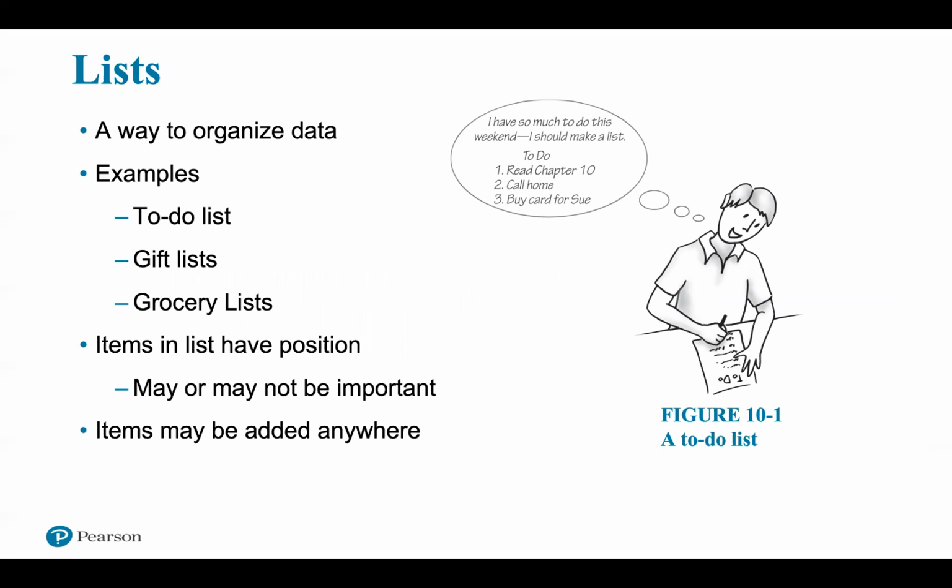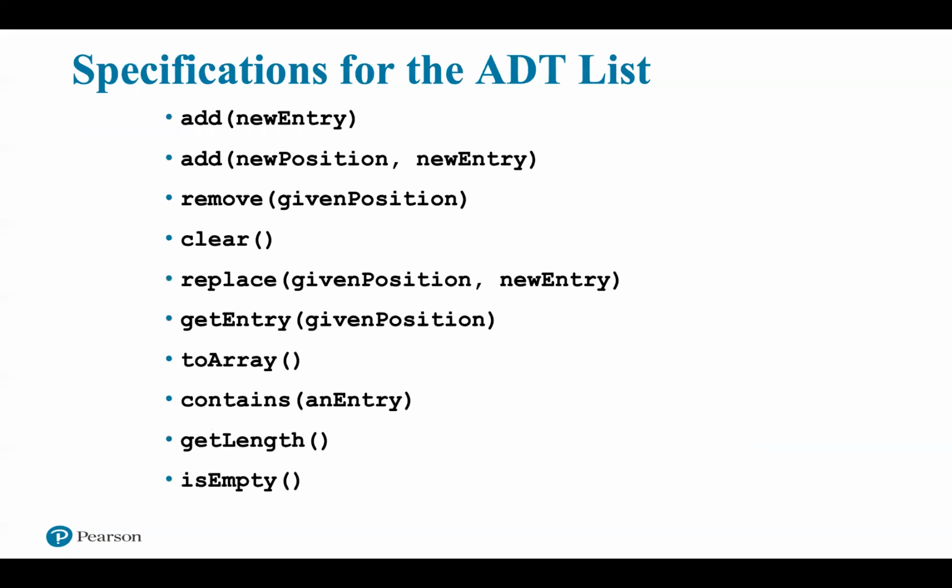An item's position might be important to you or it might not. When adding an item to your list, you might always add it to the end, or you might insert it between two other items already in the list. A list is a collection, and this chapter formalizes it as an ADT. So to specify the ADT list, we describe its data and specify the operations on that data.